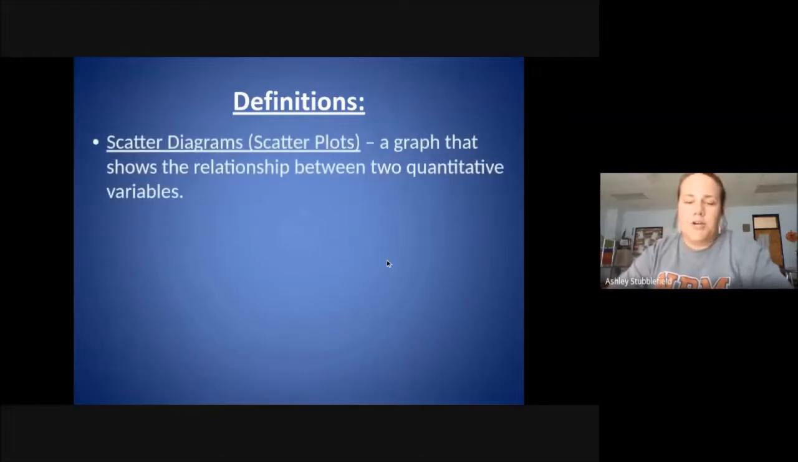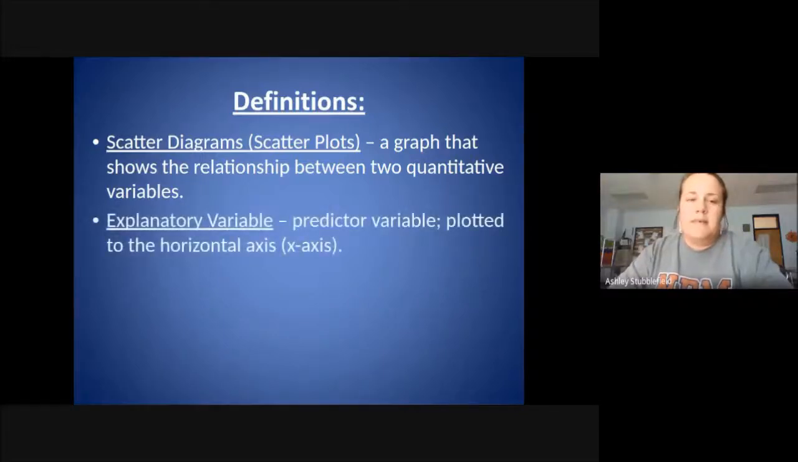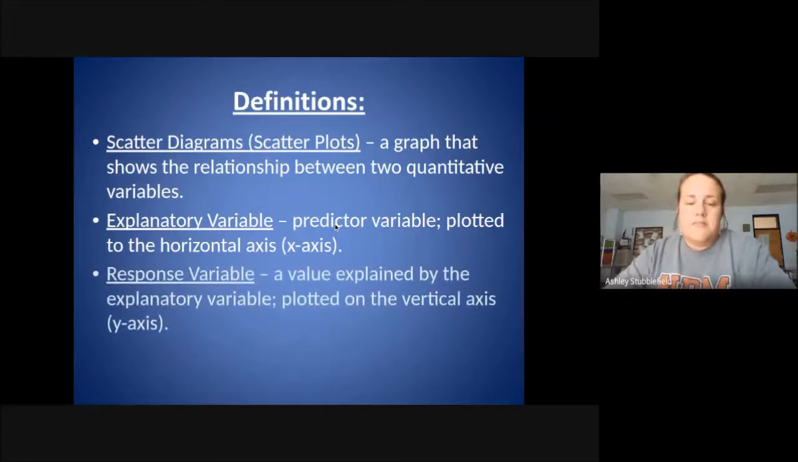A scatter plot is a graph that shows the relationship between two quantitative variables. The explanatory variable is a predictor variable. It's plotted on the horizontal or the x-axis. It's the independent variable. The response variable is a value explained by the explanatory variable. It's plotted on your y-axis, and it's the dependent variable.